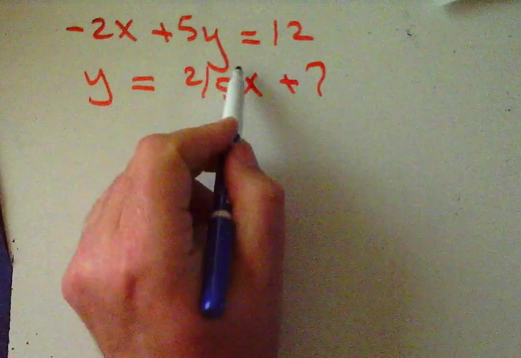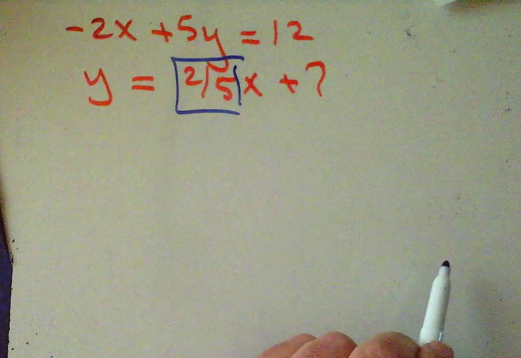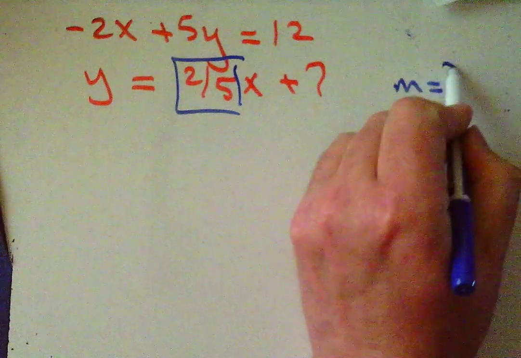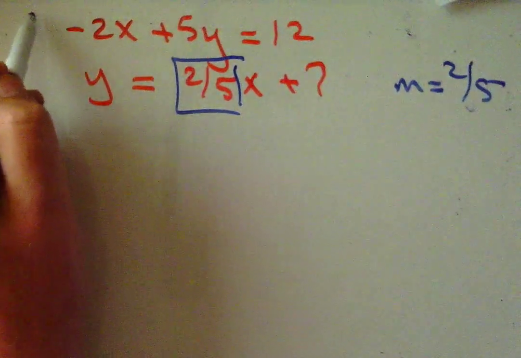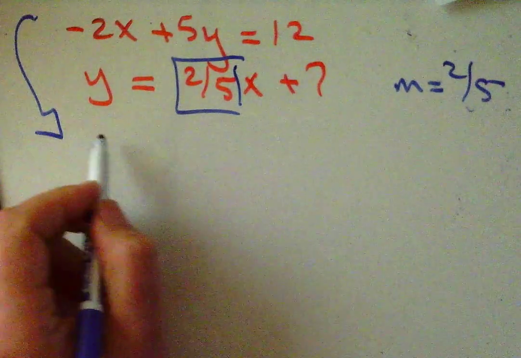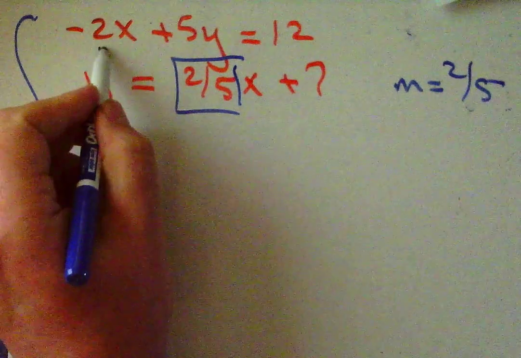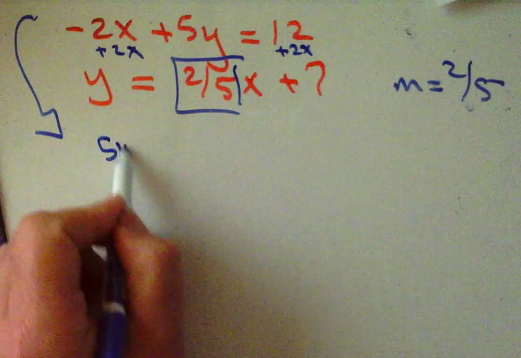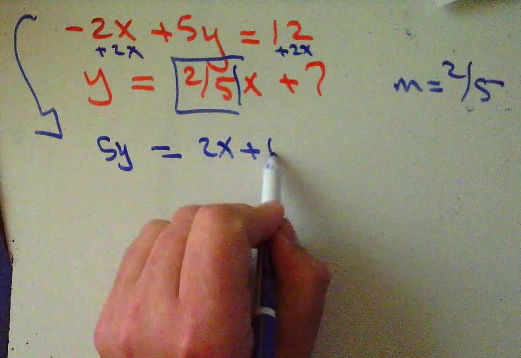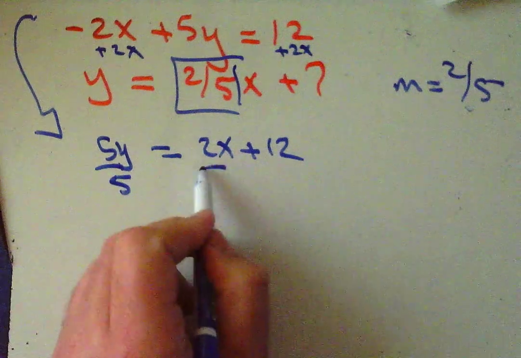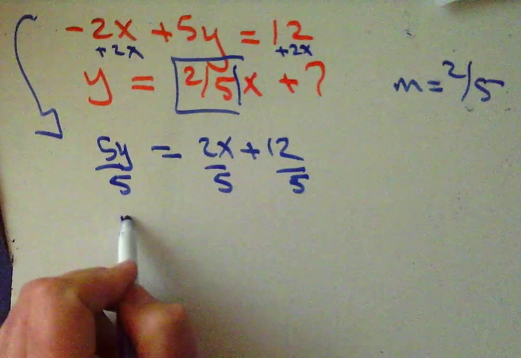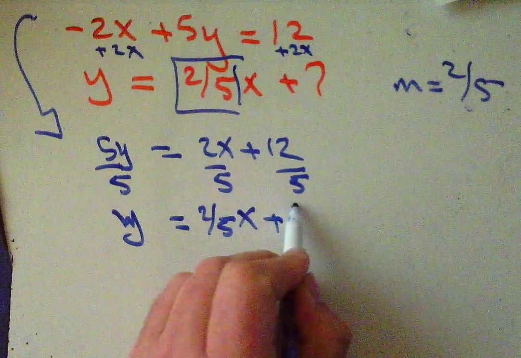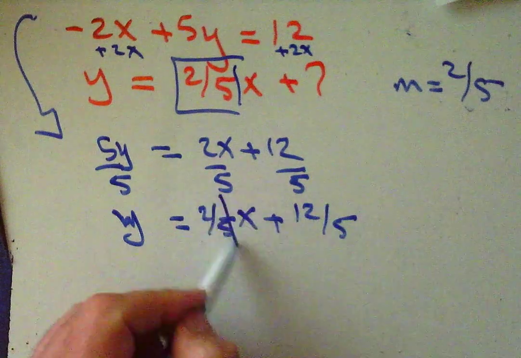Welcome back. So here I see the slope of this line is 2/5, and I feel like a bunch of my work is already done for me. So I'm just going to need to solve this equation for y equals. I'll start by adding 2x to both sides. And so I'll get 5y equals 2x plus 12. And if I divide by 5 everywhere, I see that y equals 2/5 x plus 12/5.